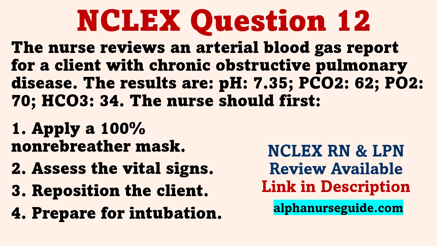The nurse reviews an arterial blood gas report for a client with chronic obstructive pulmonary disease. The results are pH 7.35, PCO2 62, PO2 70, HCO3 34. The nurse should first: 1. Apply a 100% non-rebreather mask. 2. Assess the vital signs. 3. Reposition the client. 4. Prepare for intubation.